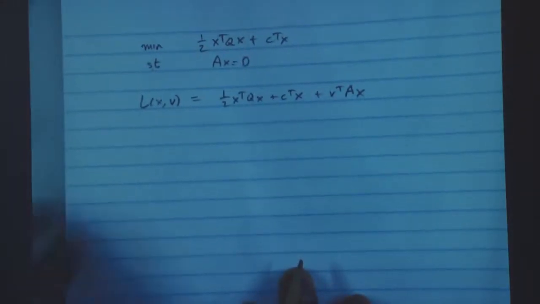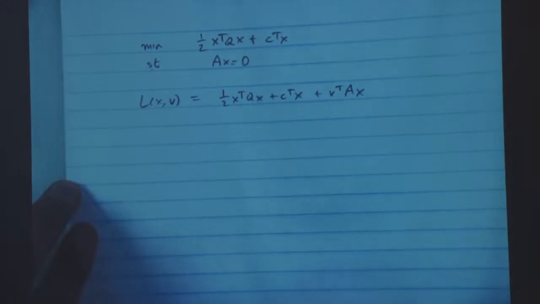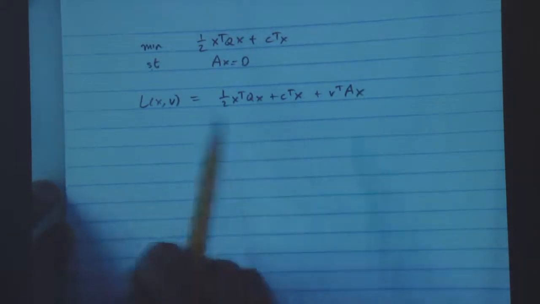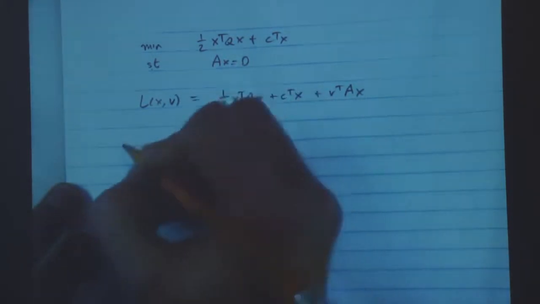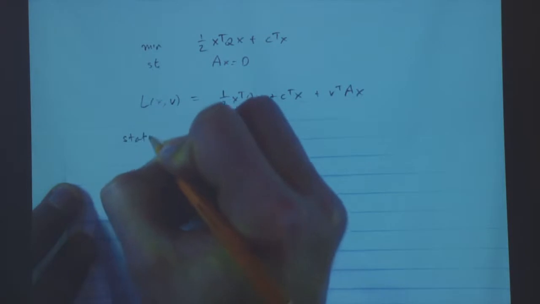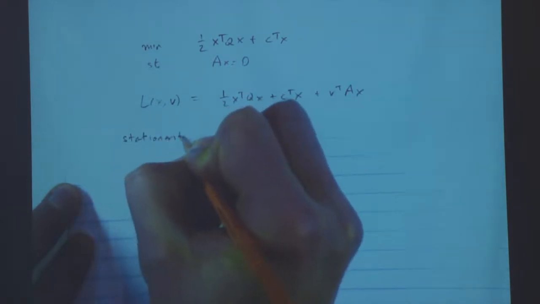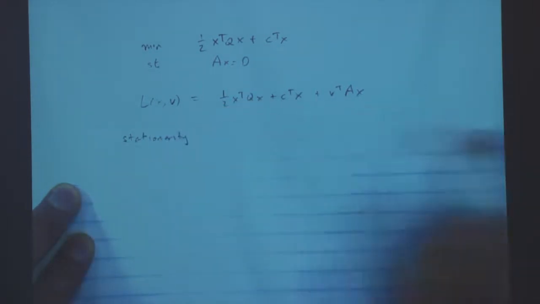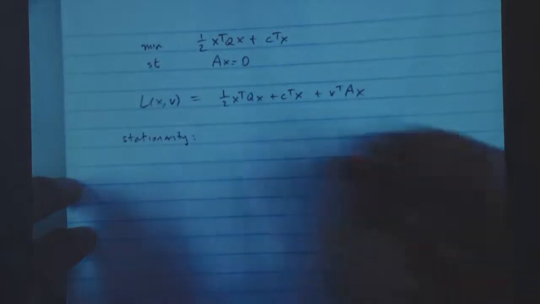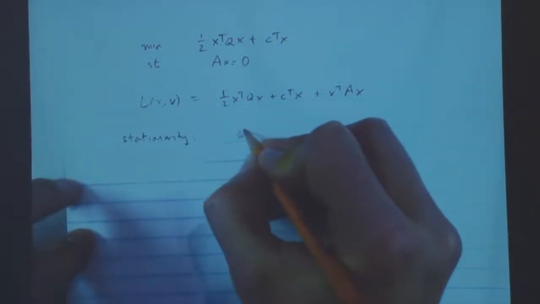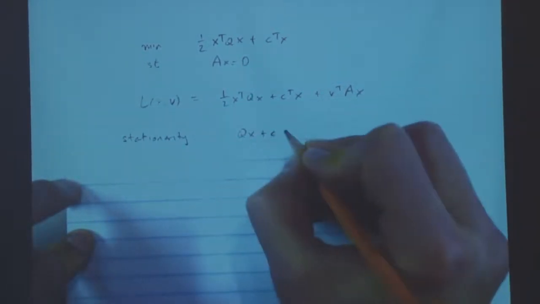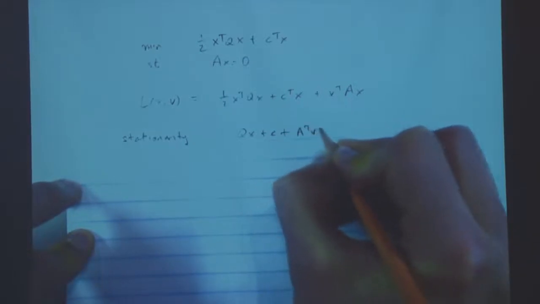If we take the gradient of this Lagrangian with respect to x, then we get 0. Why is it a gradient, not a subgradient? It's because all of these functions are convex and differentiable. So stationarity says that the gradient of this is 0. What's the gradient of this? It's just Qx plus c plus A transpose v equals 0.